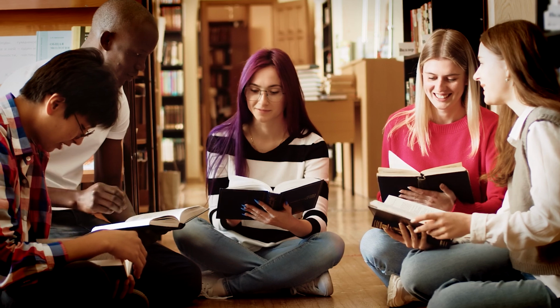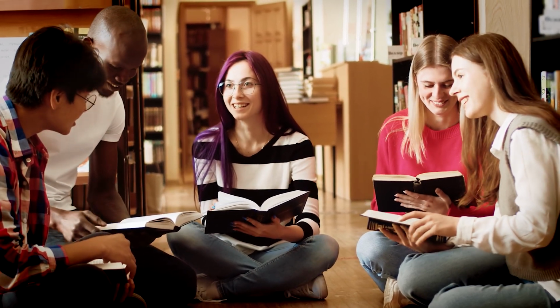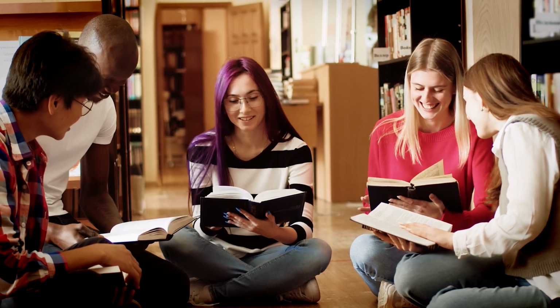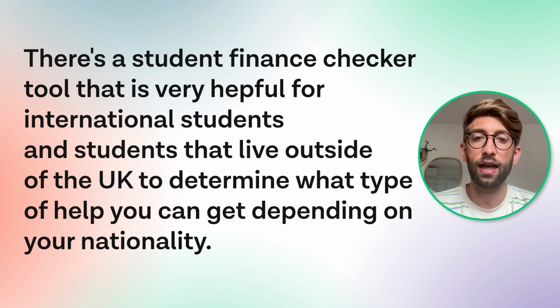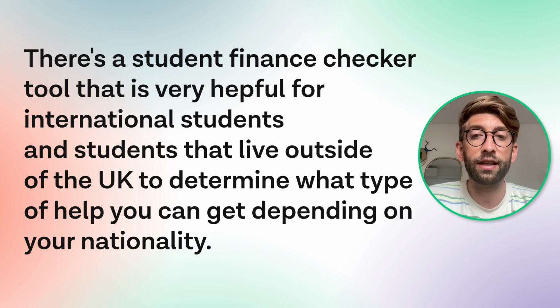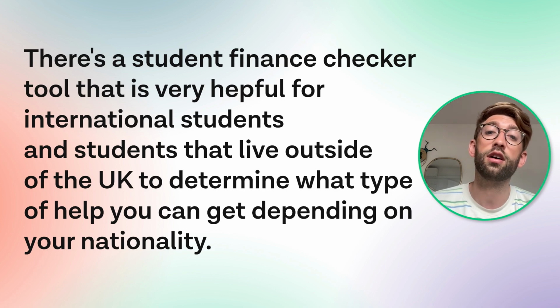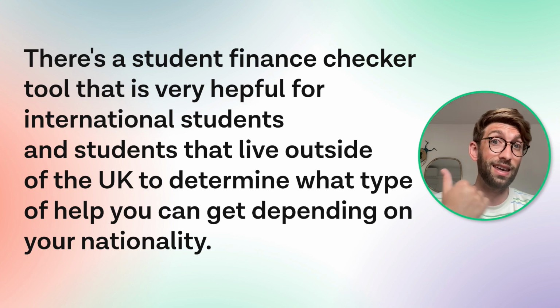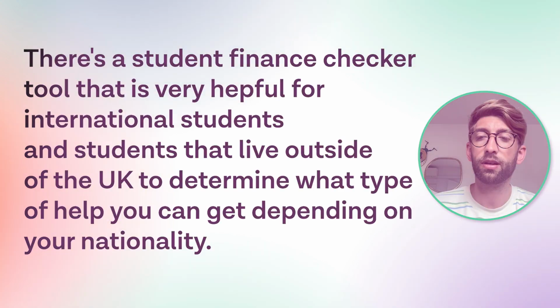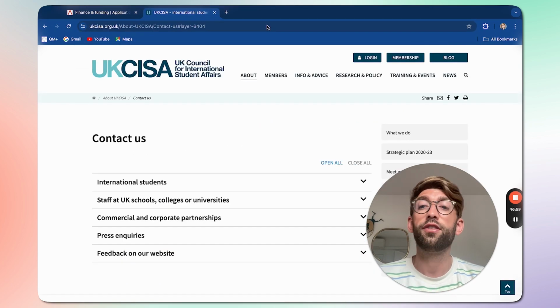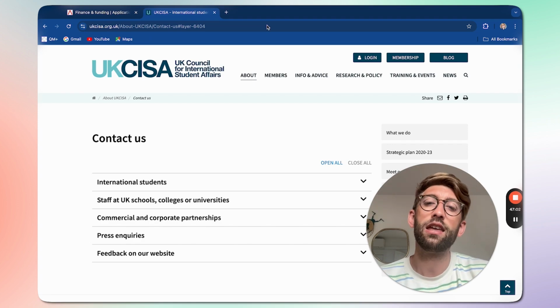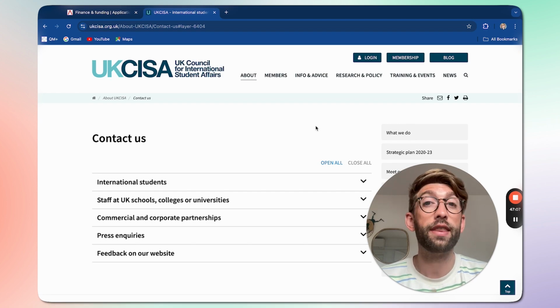So that particularly applies if you have come from abroad and you're thinking, am I an international? Am I a domestic? So 3 years is the important cutoff point. But if you have a different nationality or you live outside of the UK, there's a really helpful undergraduate student finance checker that can help you determine the type of help you can get depending on your nationality and residency status. It'll tell you if you can apply and also what type of loan you can apply for. So particularly if you're an international student and you're struggling, this website is fantastic. The UK CISA is going to help you find everything that you need to know and understand what you're eligible for. It's a great website and they have a helpline as well.